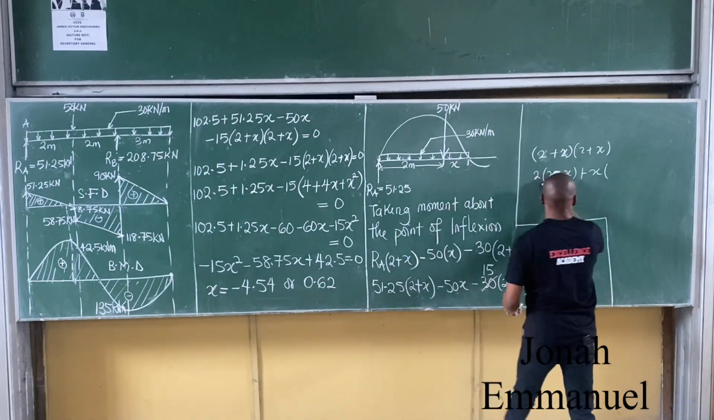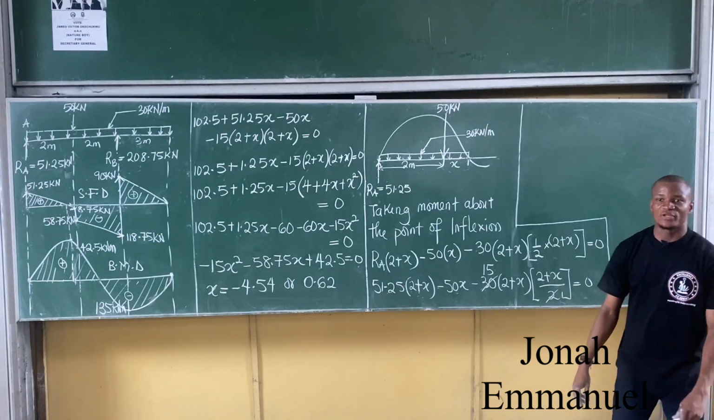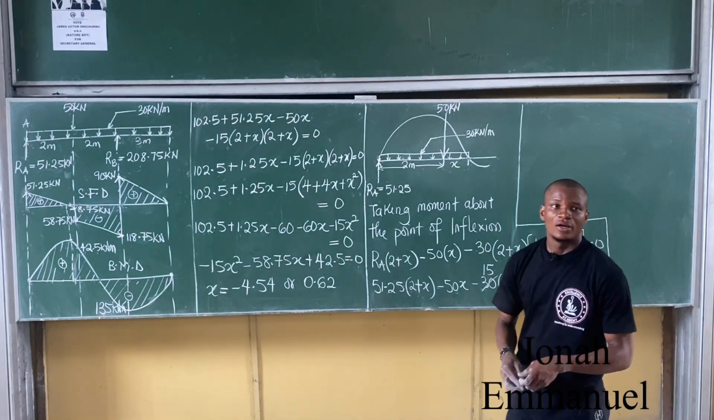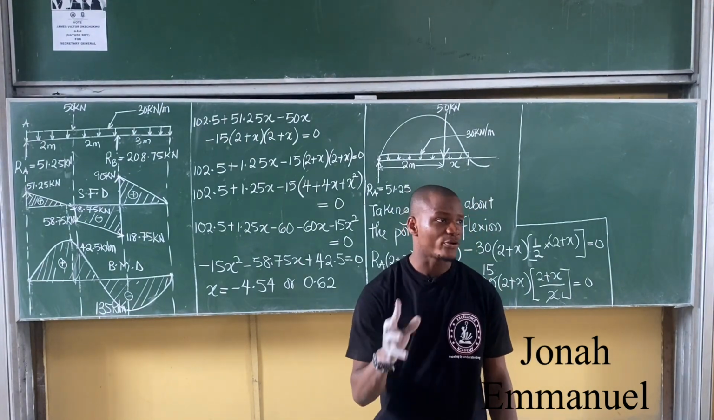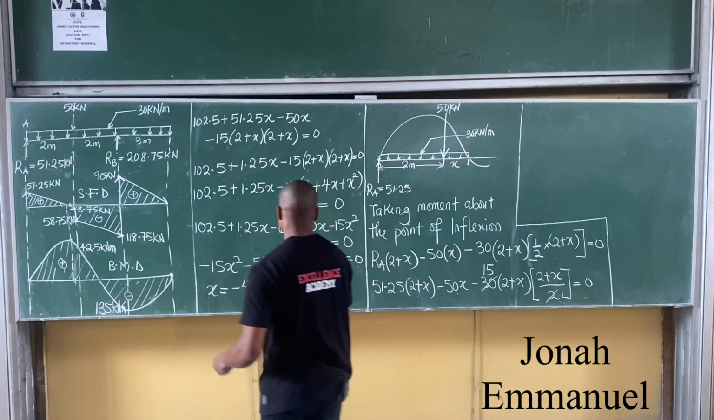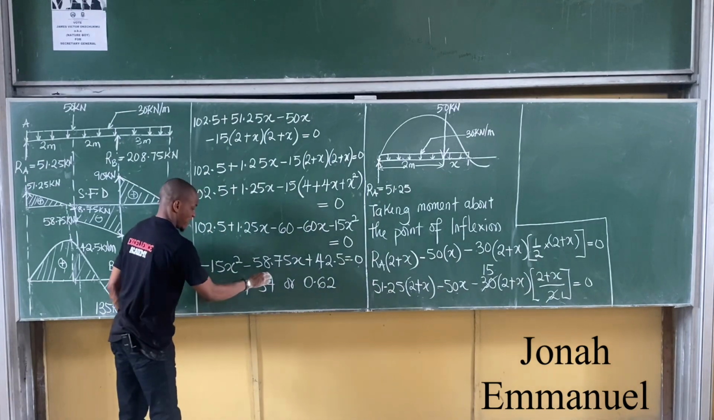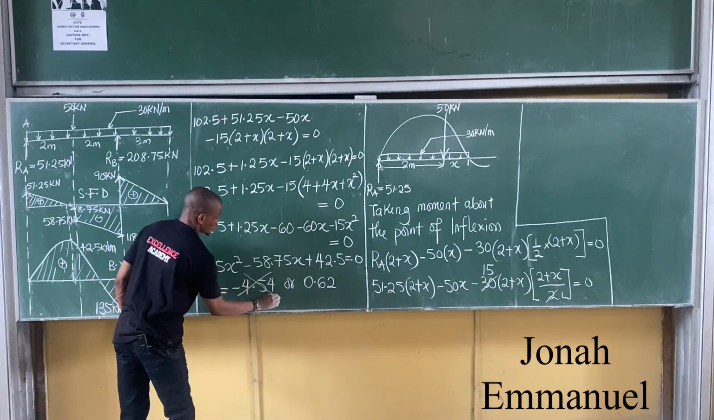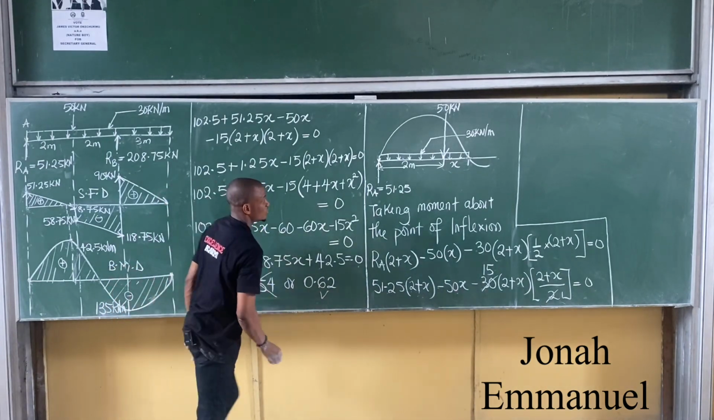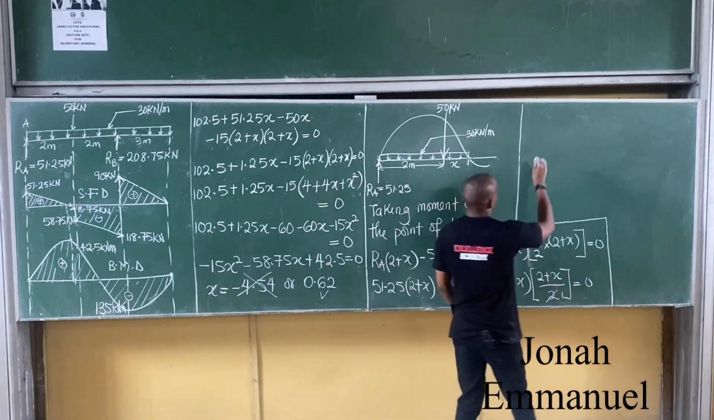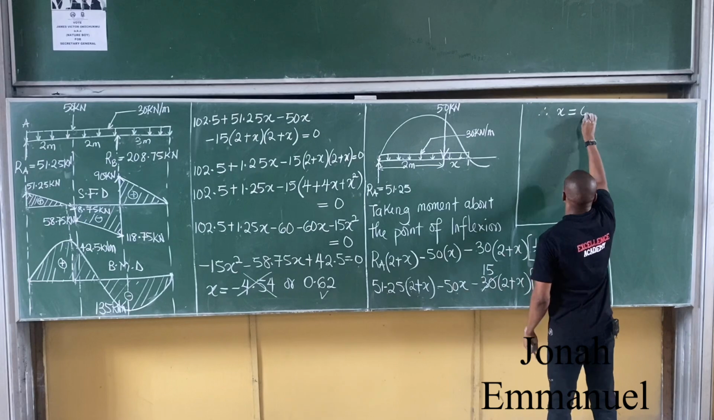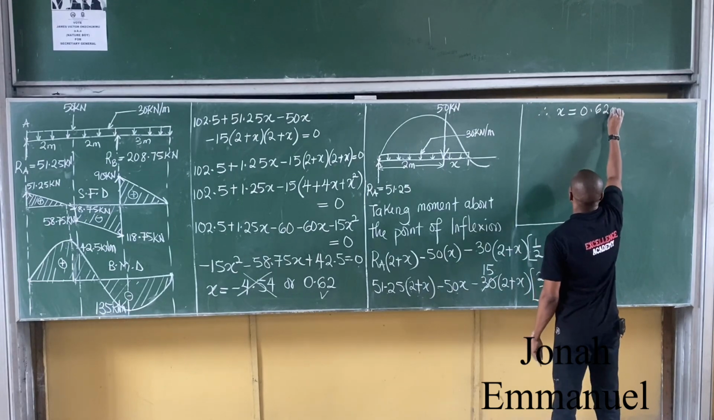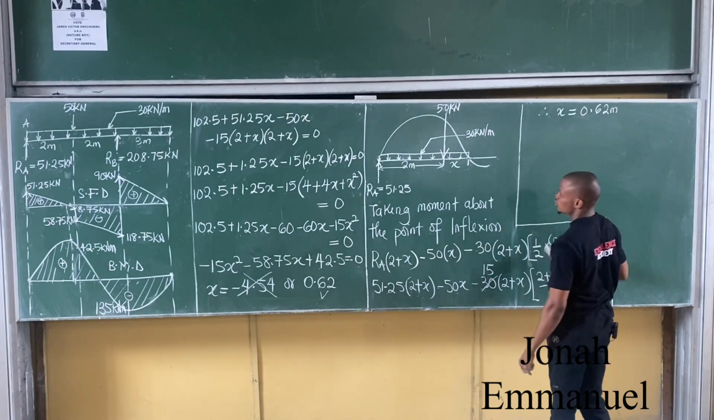So which of them is correct? Which of them is wrong? After solving quadratic equation there, one will be correct, one will be wrong. Obviously, x cannot be negative. So x cannot be negative, this one is off. So this becomes the correct value. So therefore, x is equal to what there? 0.62 meters. They say find the position of inflection.